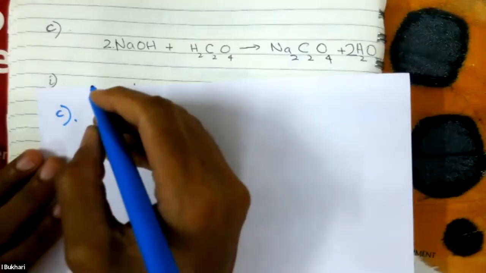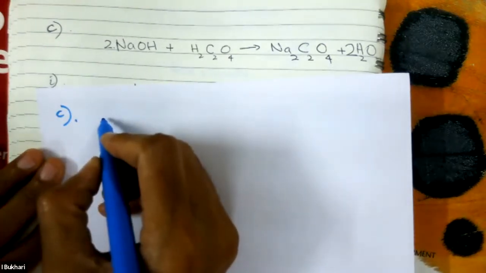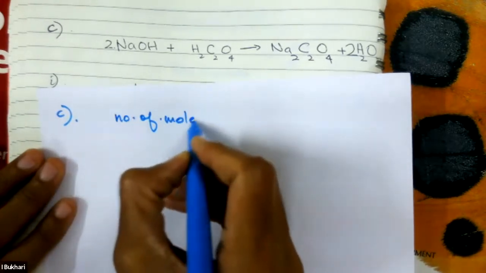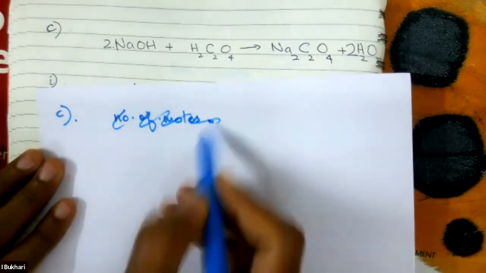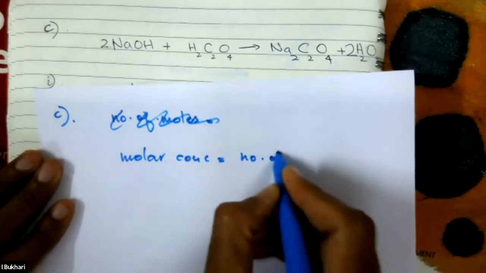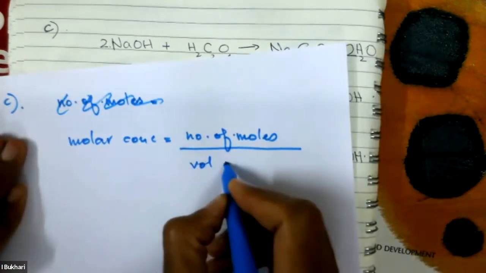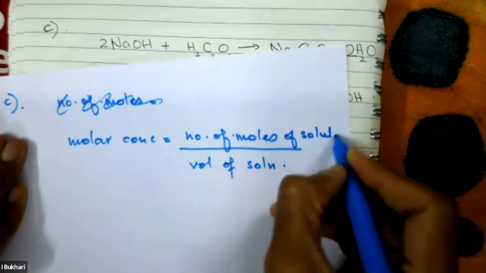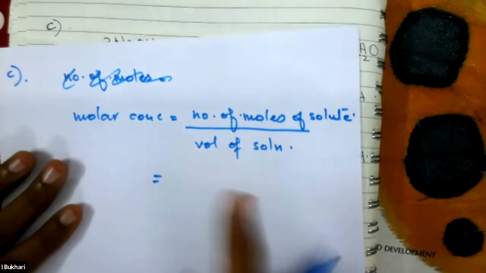Calculate the concentration. Calculate the number of moles. That's easy, you can use your formula if you want. Number of moles, what is the formula? Molar concentration is equal to the number of moles of solute divided by the volume of solution, right? So the number of moles of solute is what we have to find out.